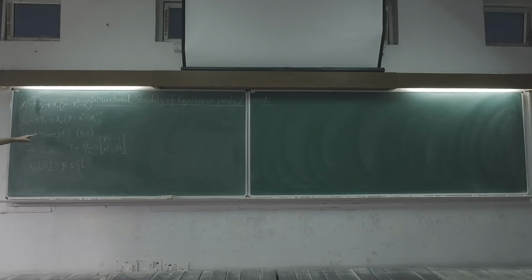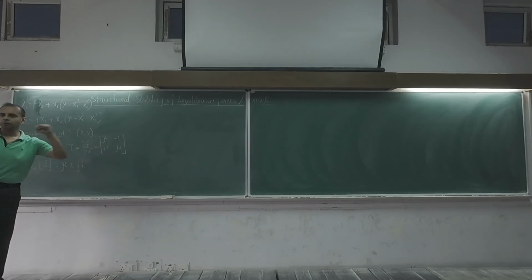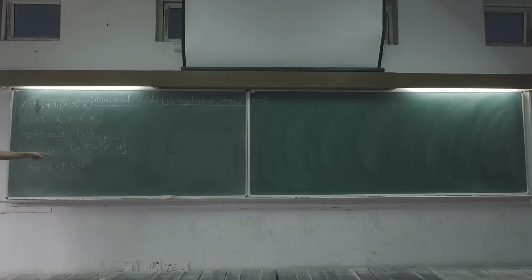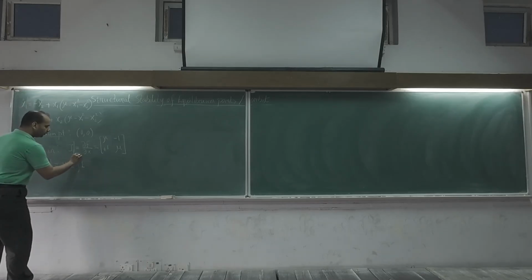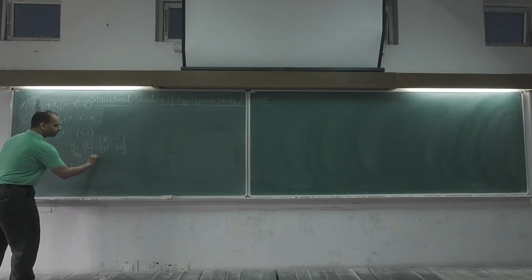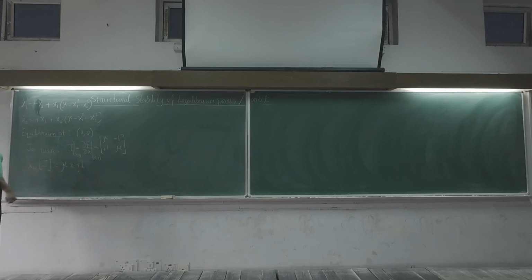Now the equilibrium point was 0, 0. Then what was the Jacobian? This must be the Jacobian, mu, minus 1, 1, mu, right? Now what are the eigenvalues of the Jacobian matrix? This is of course J at 0, 0. Here, at this moment we don't know the value of mu, so let's see. So this is the eigenvalue.